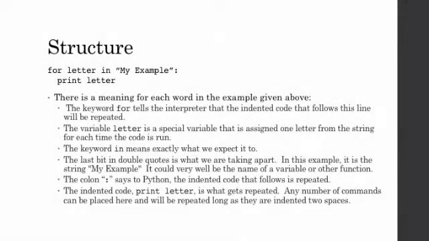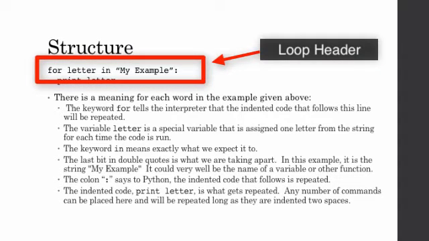There's a structure to the loop, and similar to a function, where a function has two parts to it, a loop also has two parts to it. There's a header and a body. The loop header starts with the keyword for.